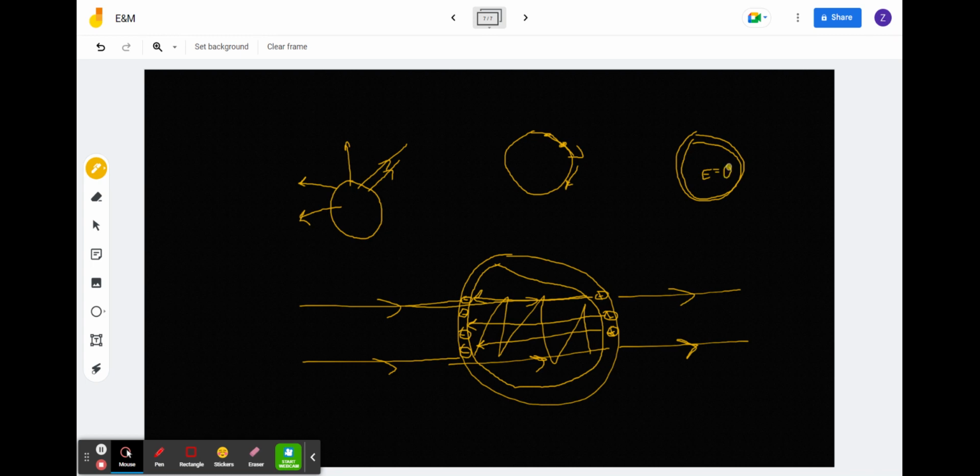Even if there's a field on the outside. And this phenomenon is known as electric shielding.